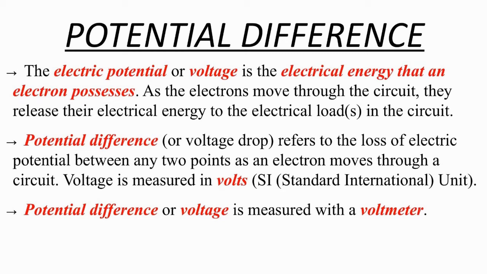The SI system, also called the metric system, is used around the world. There are 7 basic units in the SI system: the meter, the kilogram, the second, the kelvin, the ampere, the mole, and the candela. The potential difference or voltage is always measured with the help of a voltmeter.